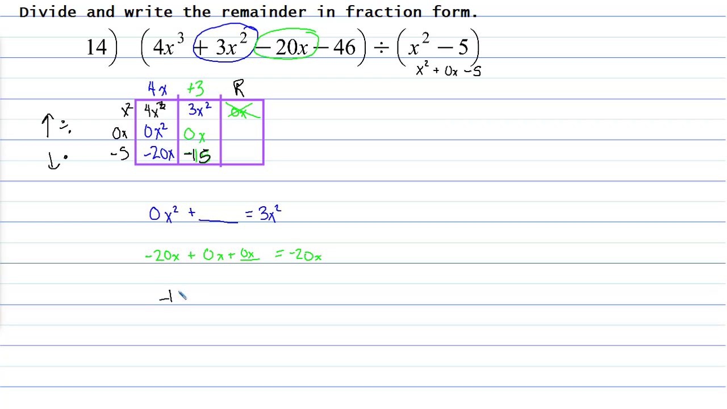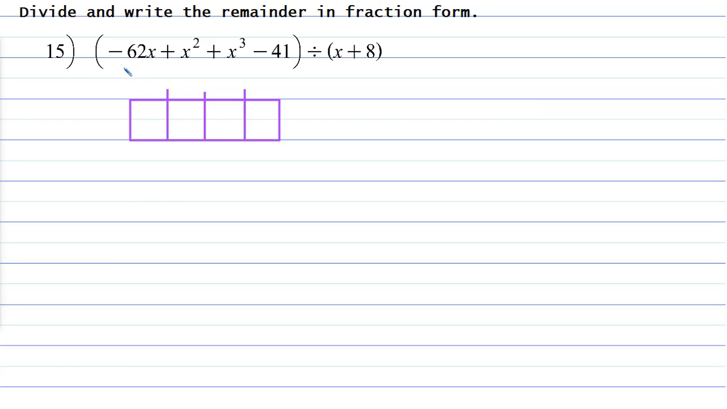Next one, I have that negative 15 plus something is equal to a negative 46. Well, I need to add a negative 31 to get there. So my answer is 4x plus 3. That was a negative 31, so I write the minus sign, and then 31 over x squared minus 5. And that's my answer.